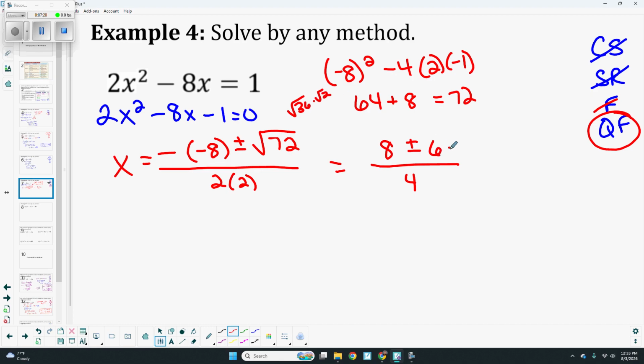so 6 root 2. Also remember, when we're reducing this, we can only divide by what goes into everything. We ignore the root, but everything else. So everything else 2 can go into. So 4 plus or minus 3 root 2 over 2.